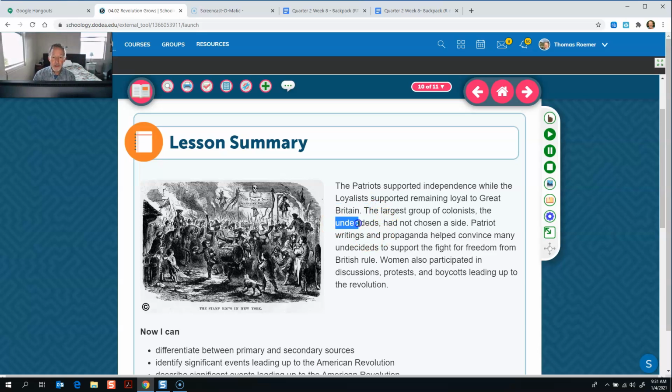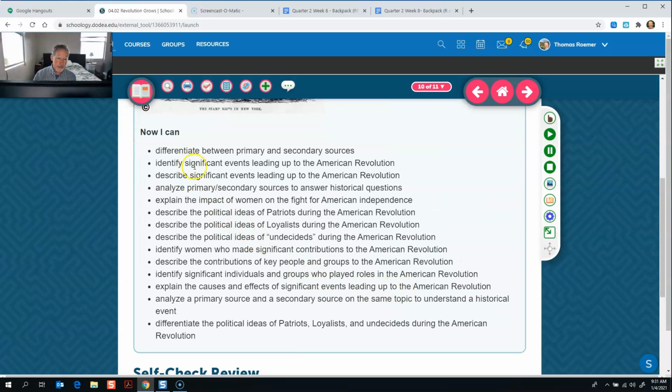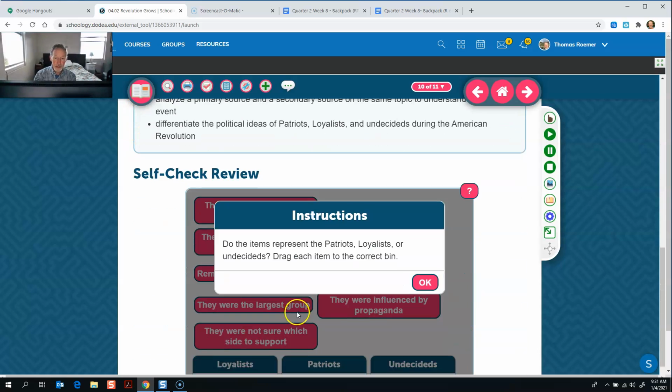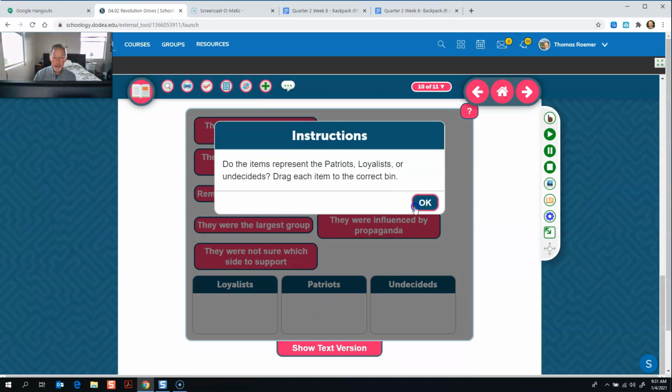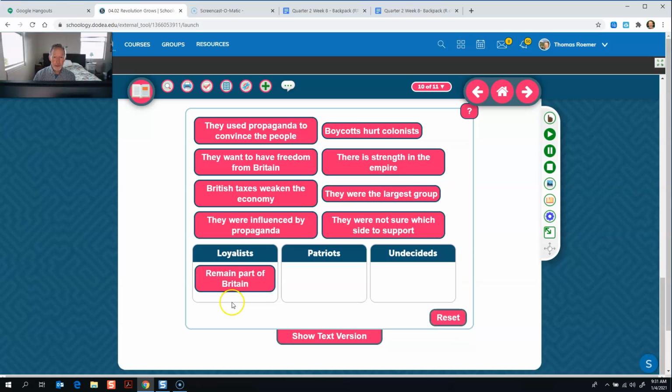Okay, and then we have another group down here, the undecided. They can't make up their mind. What should we do? Okay, so let's go ahead and take a look at lots and lots of objectives here. Let's see what the activity is. Okay, it looks like we have to place these into different groups. So we've got loyalists, patriots, and undecided. Okay, so let's see. Remain part of Britain. I know that one. That's the loyalists.